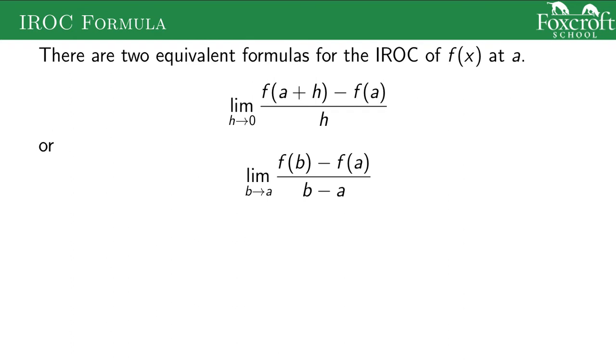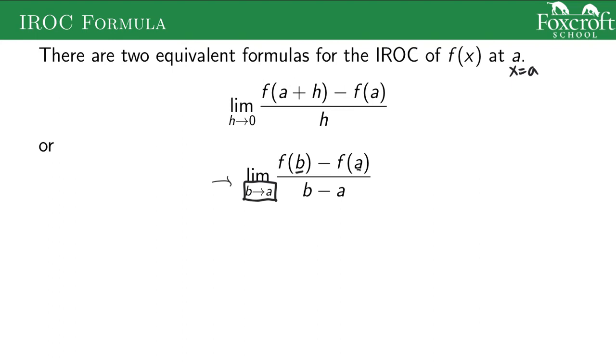We're trying to find the instantaneous rate of change at x equals a. The second formula here is what we were just doing. We take b and a, two different places on our graph, and we move them closer and closer together. We want the second value b to get closer and closer to a. So it's exactly the picture we had in the last slide.